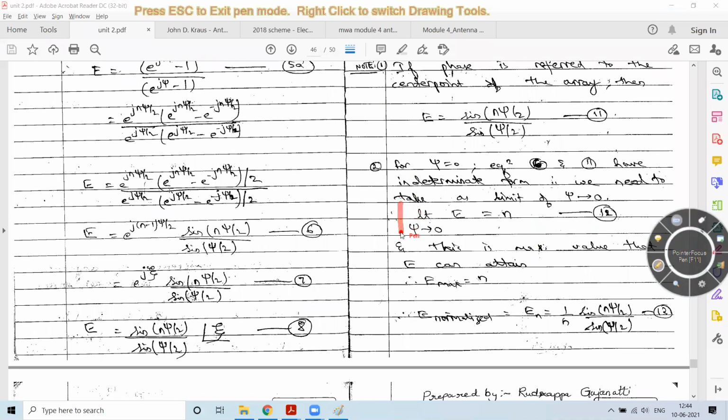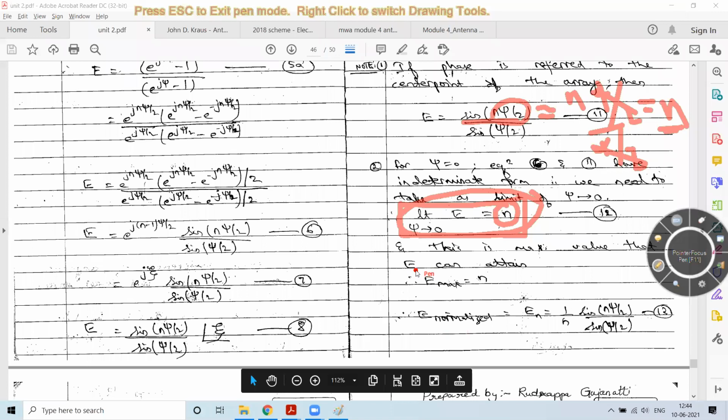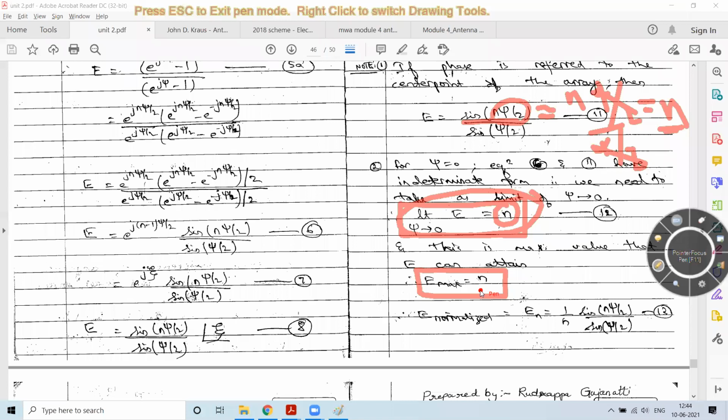So the limit as psi tends to 0 of the electric field will be equated to n, because when I evaluate it, the numerator, sine n psi by 2, will be nearly equal to n psi by 2, and the denominator will be nearly equal to psi by 2. These two parameters get cancelled and this equals n. So we have the maximum value of E, which is n.